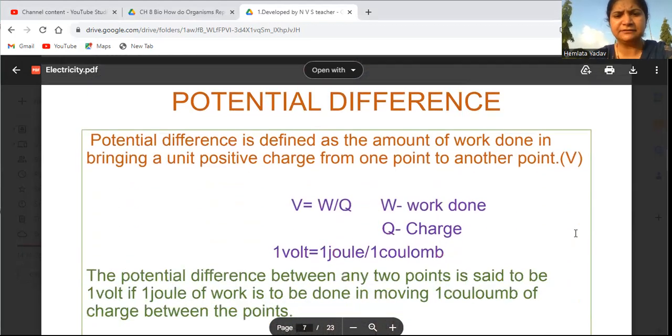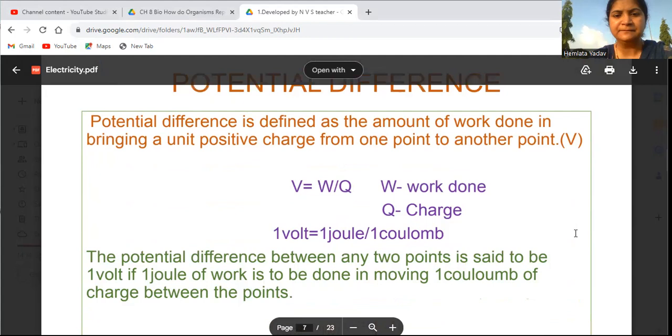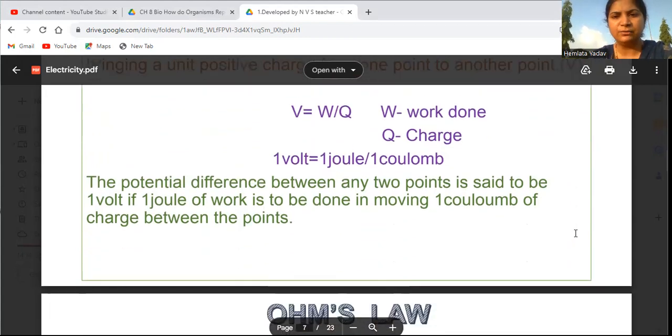Potential difference is defined as the amount of work done in bringing a unit positive charge from one point to another point. V is equal to W by Q. W is the work done and Q is the charge. 1 volt is equal to 1 joule per 1 coulomb. A potential difference between any two points is said to be 1 volt if 1 joule of work is to be done in moving 1 coulomb of charge between the points.